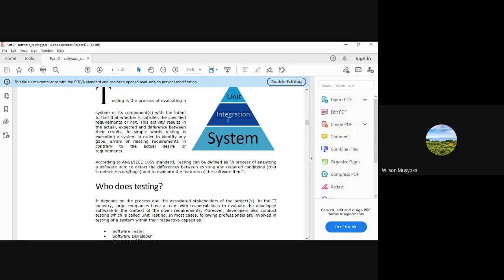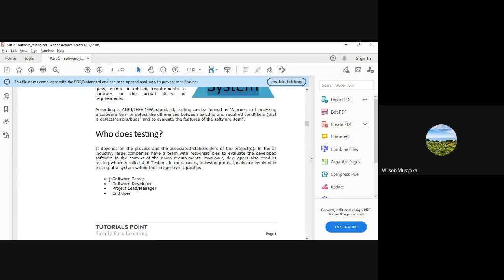So at the integration level, or when you are doing integration testing, you are checking whether these two modules are able to exchange information and integrate to give you a consolidated report. And then the system testing is where the user comes in.